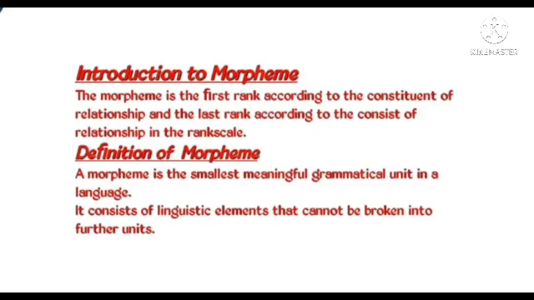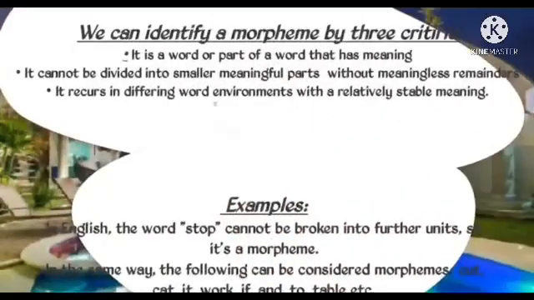The morpheme is the first rank according to the constituent relationship, and the last rank according to the consist of relationship in the rank scale. Now, let's look at the definition of morpheme. A morpheme is the smallest meaningful grammatical unit in a language. It consists of linguistic elements that cannot be broken into further units.